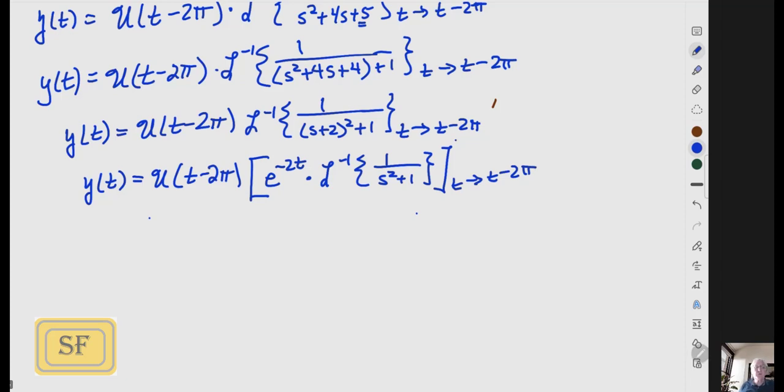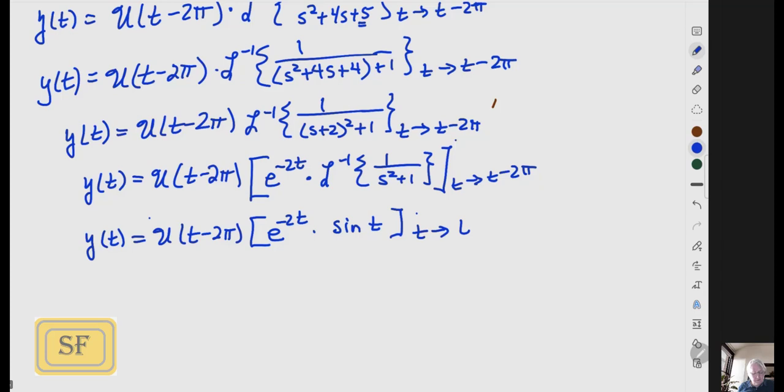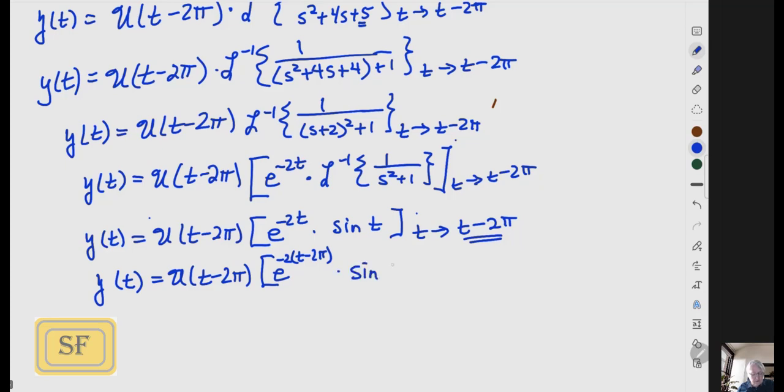And now I have the inverse Laplace of 1 over s squared plus 1. And that's going to give me a sine. So I get u of t minus 2 pi. And then I have my bracket. And then inside the bracket, e to the negative 2t, and the inverse Laplace of 1 over s squared plus 1 is sine of t. And my next step, my last step probably, is to do my shift. So now inside the brackets, everywhere that I have a t, I'm going to replace it with t minus 2 pi. I get e to the negative 2 times t minus 2 pi times sine of t minus 2 pi.